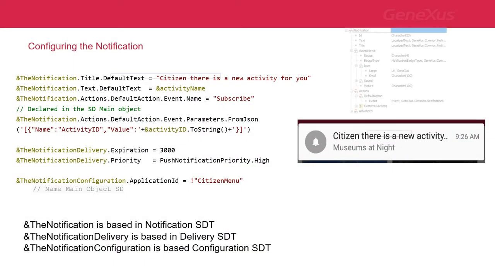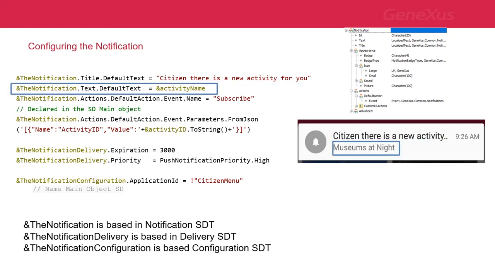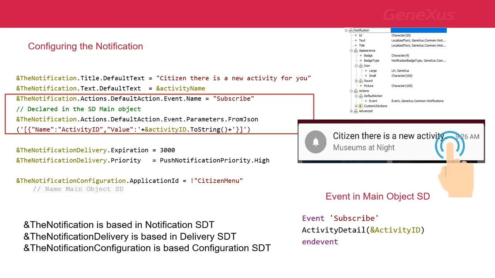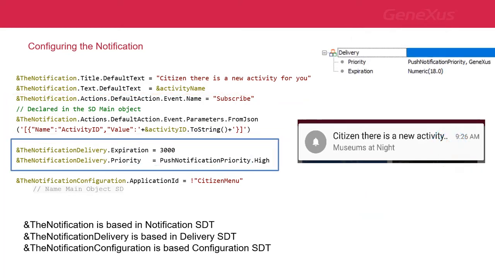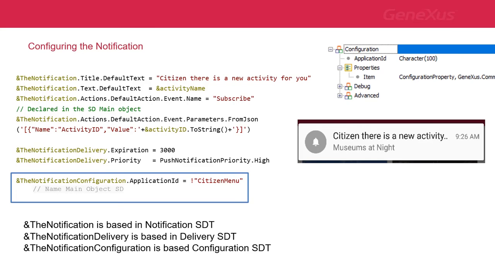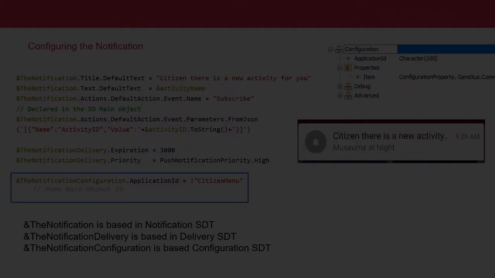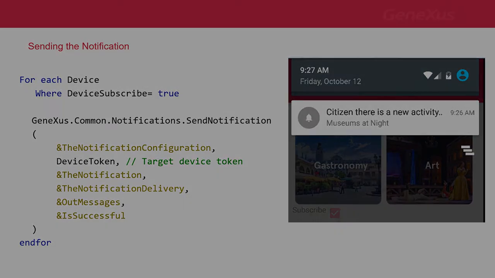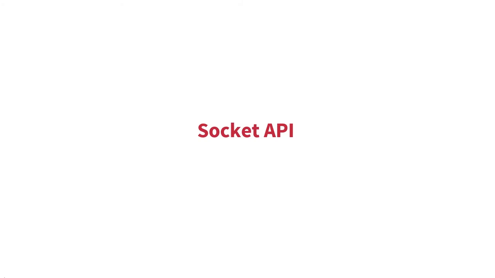Within the notification itself, you can configure things like title, text, the event that was defined in the main SD object, and the one in charge of opening the activity detail once the user tapped on the notification. Next, we set the priority and expiration of the notification. And lastly, we'll configure the application ID, which is the name of the main object. Lastly, you must call the send notification procedure passing the variables that you configured and indicating the device that will receive this notification. In this example, the users that subscribed. Now let's move on to the following topic.